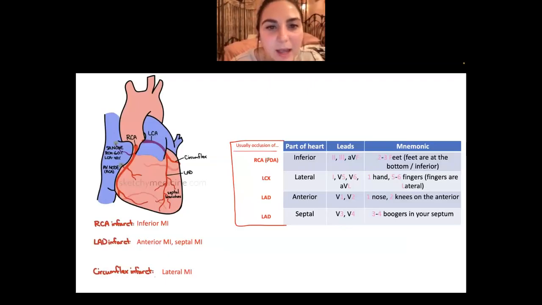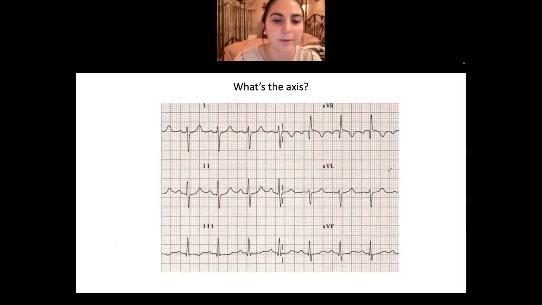So you can add another line to this chart. And so, what's occluded? Usually it's the RCA, PDA, the LCX, and then the LAD for these two. If you have an LCX occlusion, usually you'll see the ST elevations in 1, V5, V6, aVL. And keep in mind too, you can have an anteroseptal MI, which is still the LAD. So you can have V1, V2, V3, and V4 all have ST elevations. That's still the same artery that gets occluded, even though it's not just anterior or just septal. It's both because they're both supplied by the same artery.